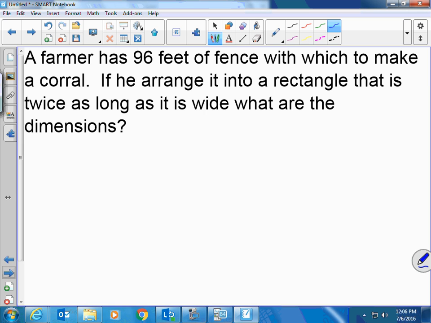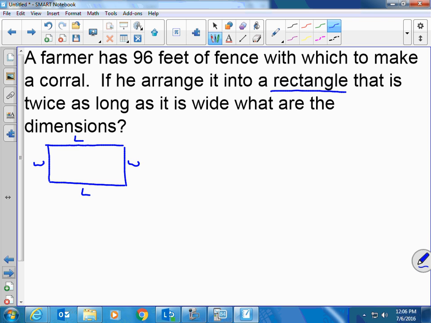All right, try this other one. Farmer has 96 feet of fence with which to make a corral. Corral is just a fenced-in area. If he arranges it into a rectangle, that's the key word, rectangle, that is twice as long as it is wide, what are the dimensions? If it's a rectangle, dimensions, we have a length and we have a width. We have two variables. I need two equations.